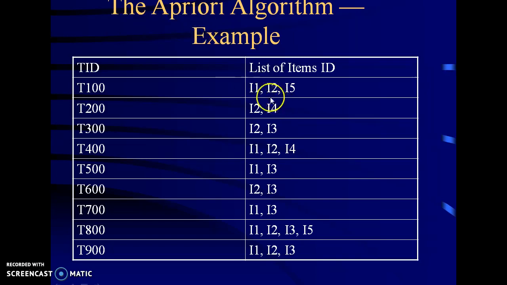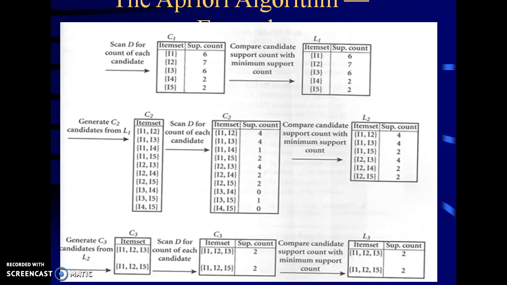For I1, you can see I1 under transaction T100, under T400, under T500, under T700, under T800 and T900. So I1 has occurred 6 times in all the 9 transactions. Likewise, you have to count for I2, I3, I4 and I5 as well. So their support counts are 6, 7, 6, 2, 2. This is your transaction ID.